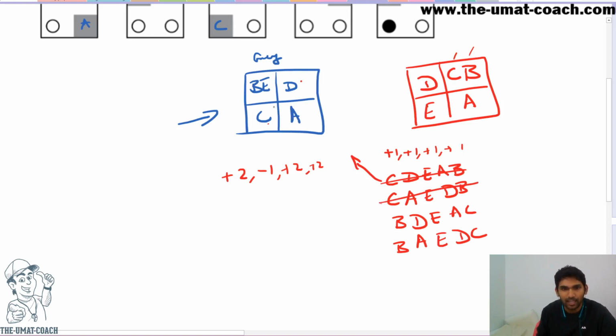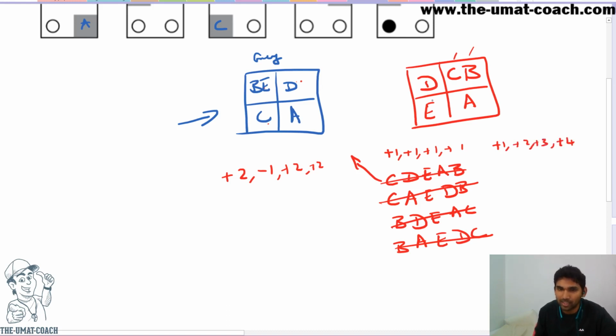B, D, E, A, C, so plus 1, minus 1, plus 2, minus 3, I don't really see a pattern with that. B, A, E, D, C, again, I don't see a pattern there, so we exhausted all the plus ones. Let's look at what other patterns we can have. We can have patterns like plus 1, plus 2, plus 3, plus 4.